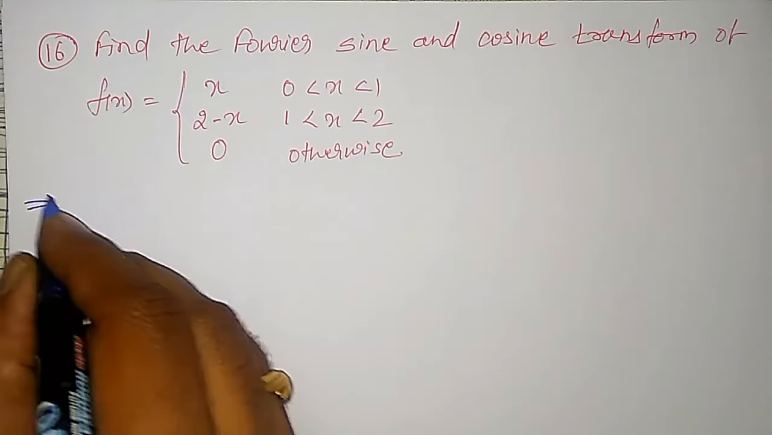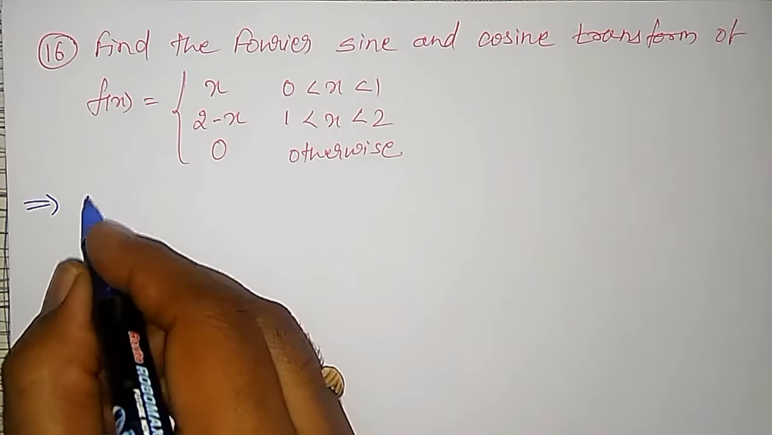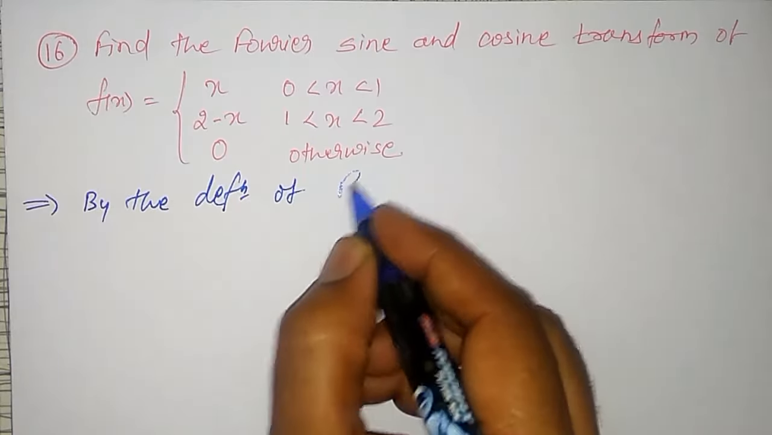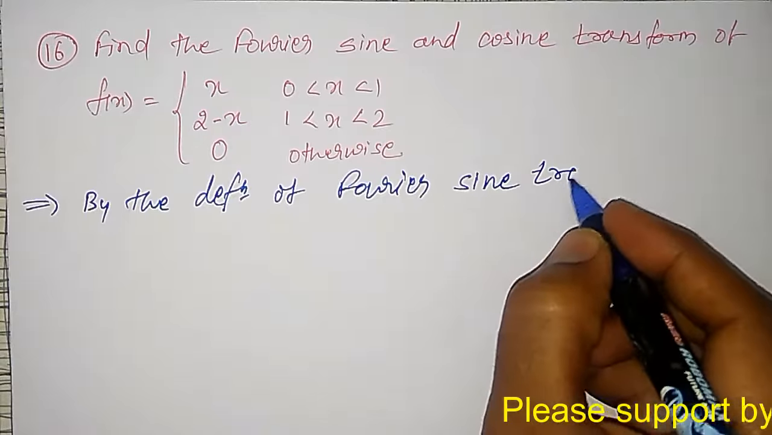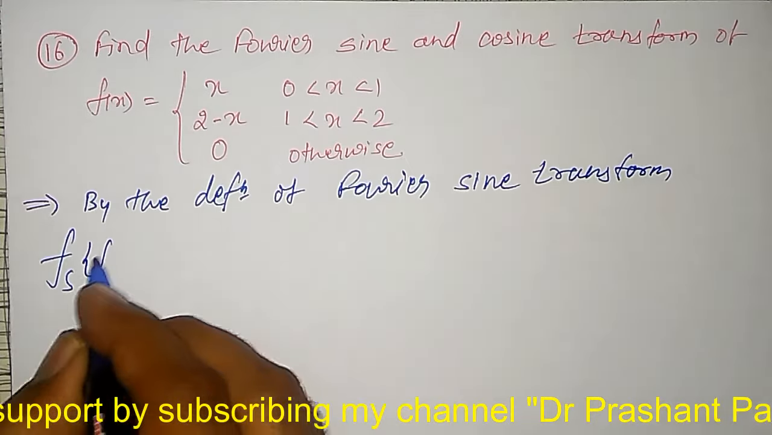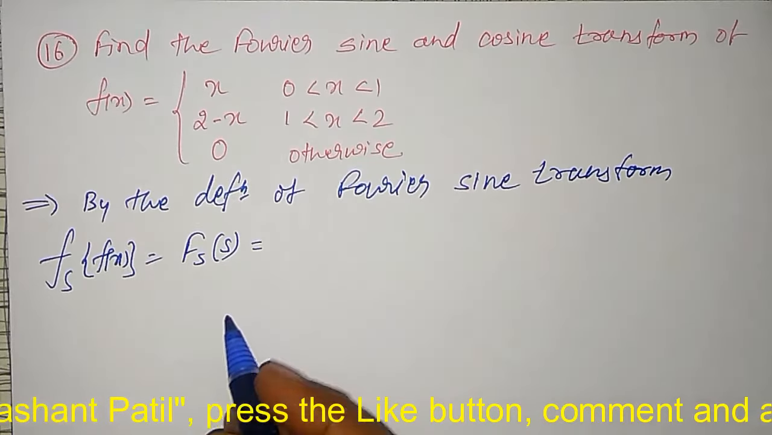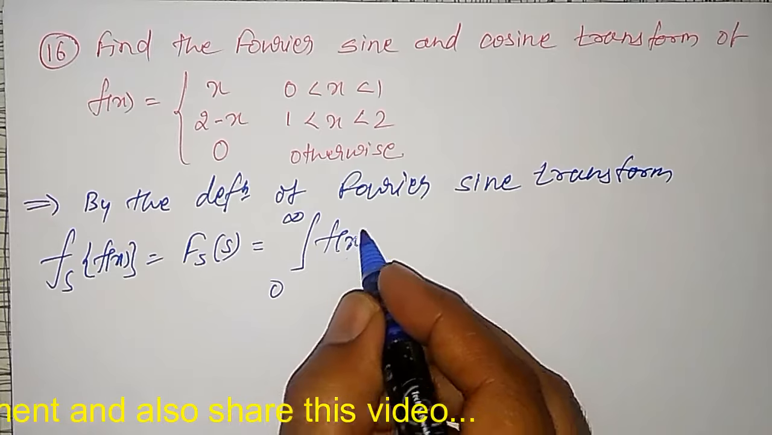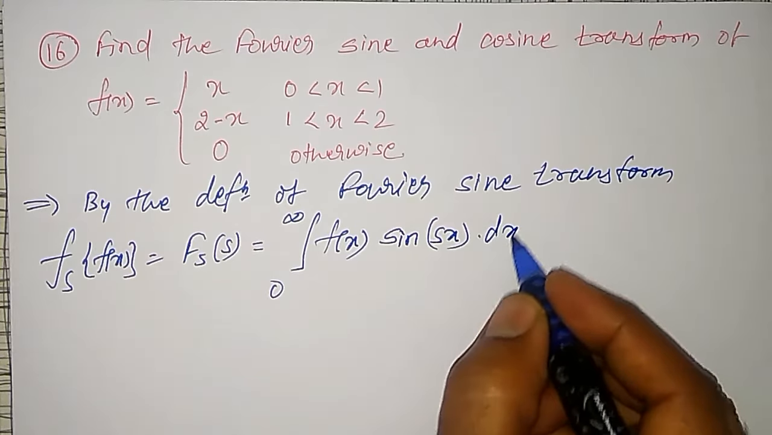Here, first of all, to find the Fourier sine transform, by the definition, the Fourier sine transform of f of x is equal to Fs of s, given by the integration from 0 to infinity of f of x into sine sx dx.